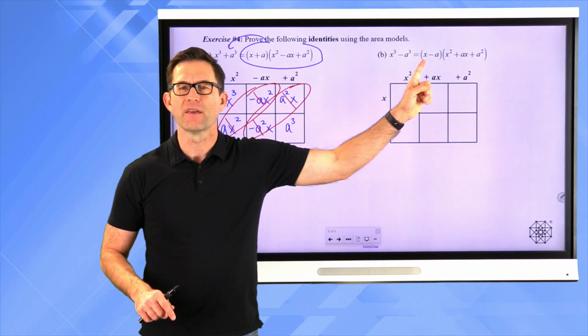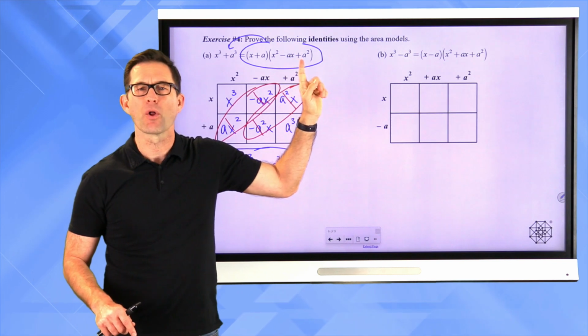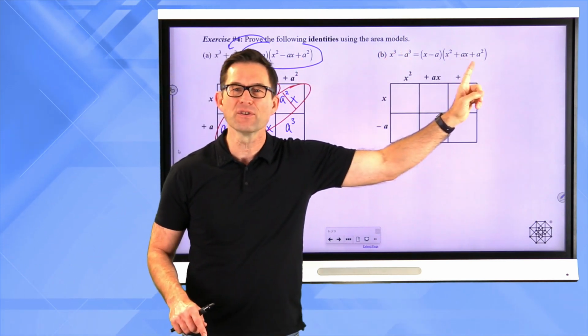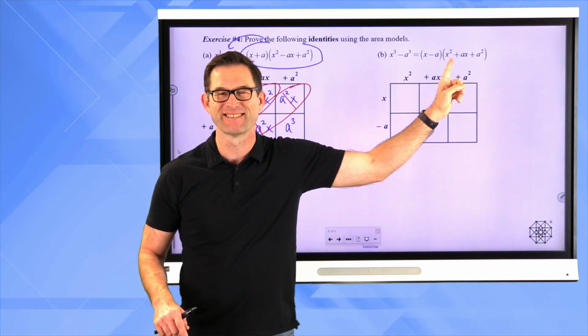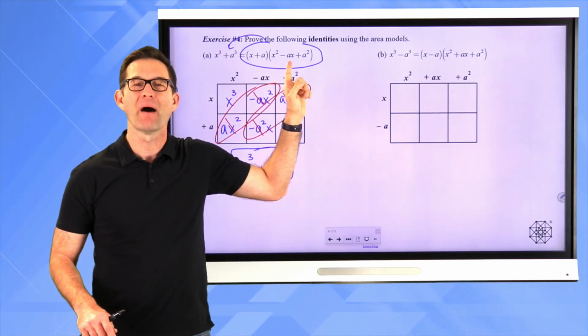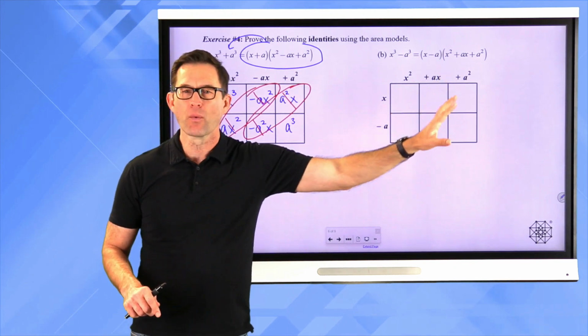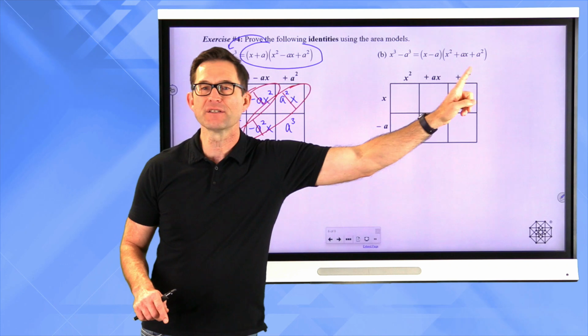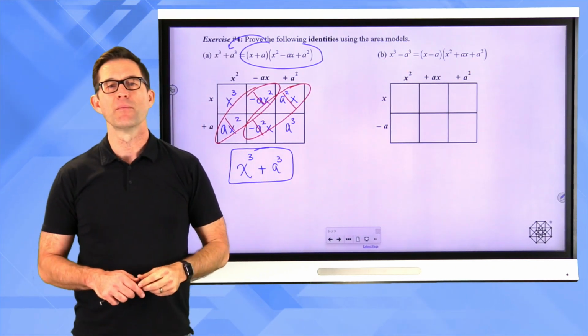X cubed minus a cubed is x minus a, and then this trinomial and this trinomial are basically identical, with the difference being this is plus ax, that's hard to say, and this one is minus ax. So what I'd like you to do is pause the video now, try to work through this area model to show that this product will always be x cubed minus a cubed. Take a moment to do that.